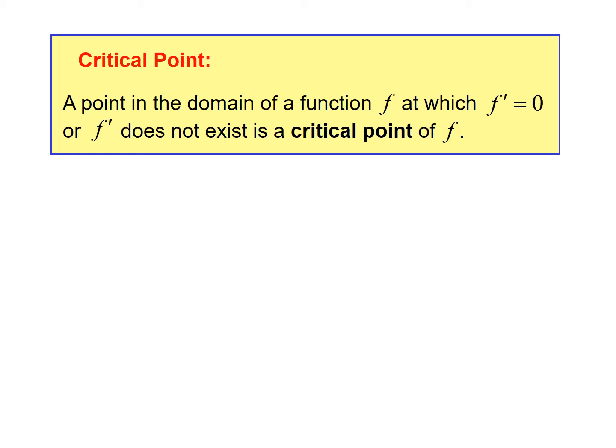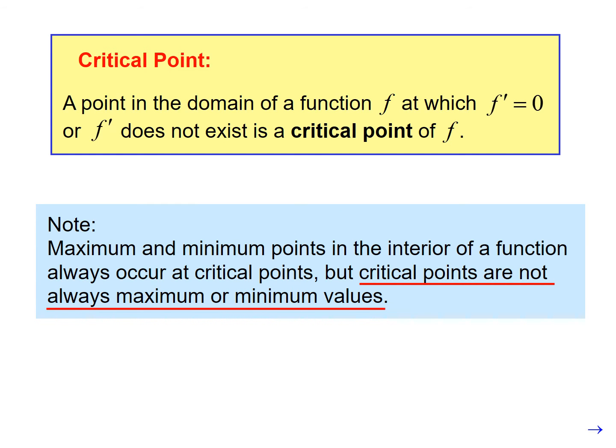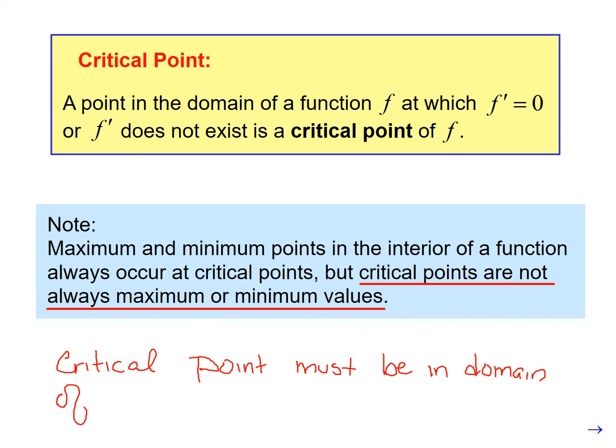And we call the points where the derivative is 0 or does not exist a critical point. Critical points are not always max or mins. Okay, so you need to know that. Just because it's a critical point does not make it a max or min. The other thing that you need to know is that in order for it to be a critical point, it must be in the domain of the original function. I think in your notes it says a special note about critical points. And that is, critical points must be in the domain of the original function.